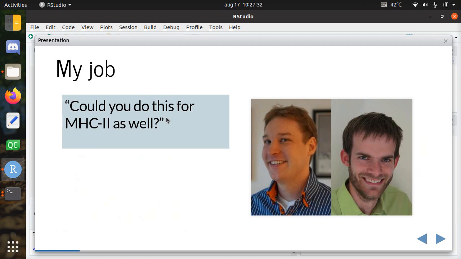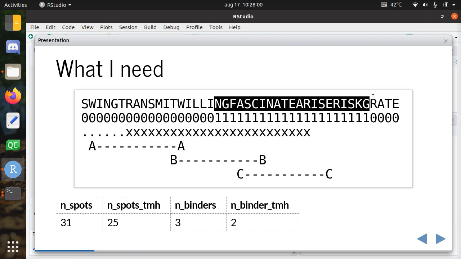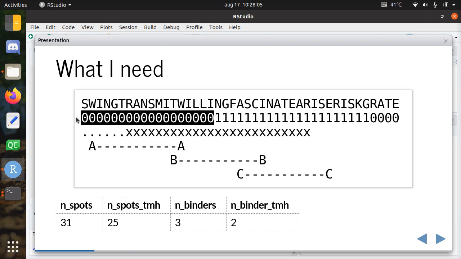And my job was, they asked me, like, Richel, can you do this for MHC-2 as well? And I said, sure. So I'll be going a bit into detail on what I then need. Here's a bit of a schematic. Here we see a peptide or a protein, and what I need from that is the topology. So here in zeros and ones, I can see if it's a transmembrane part or not. So this part is a transmembrane helix, apparently, and this is either in the cytosol or outside of the cell.